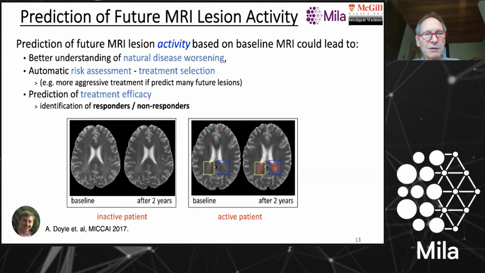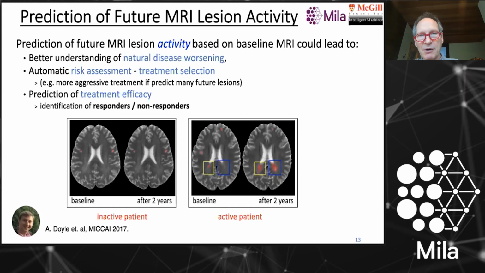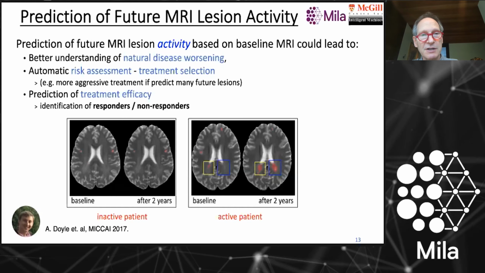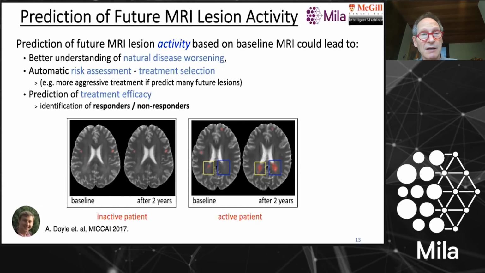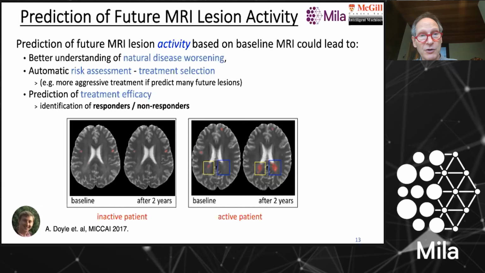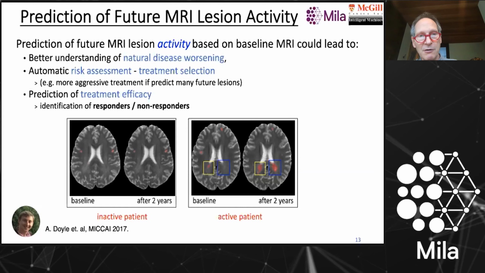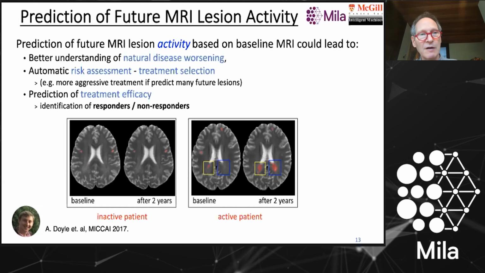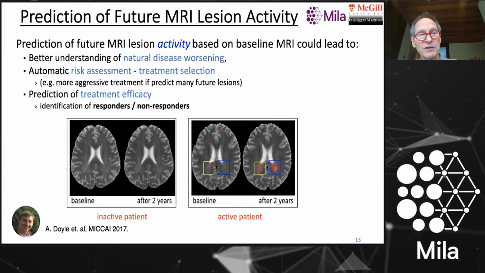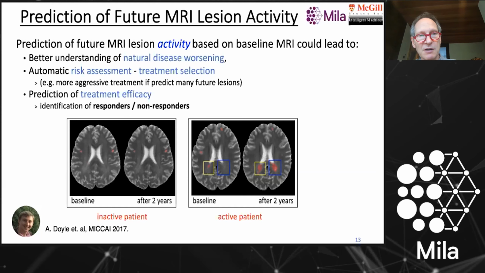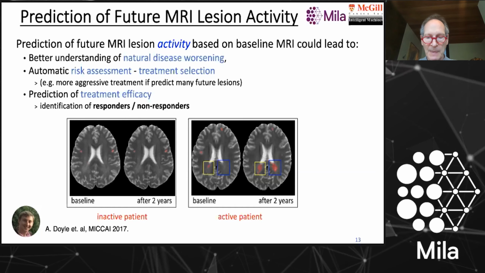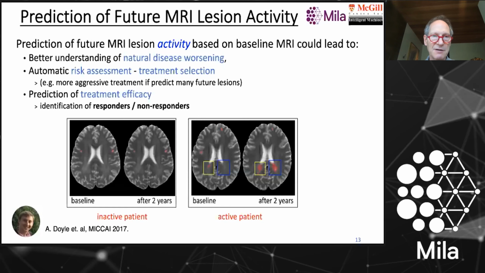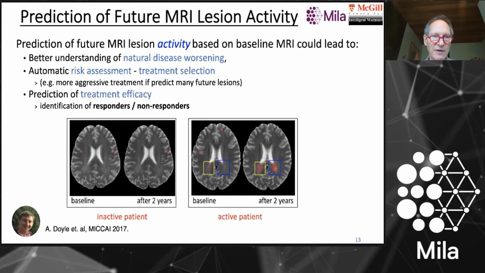So the prediction of future MRI lesion activity based on a baseline MRI would be extremely valuable. It would offer, for one thing, a better understanding of the natural history of the disease, allow for an automatic assessment of risk and appropriate treatment selection, either something highly effective that might be more dangerous or something perhaps only moderately effective that might be safer. It would also allow, hopefully, for prediction of treatment efficacy or treatment response on a drug-specific basis. This is currently not possible with the clinical or the imaging data that we collect. The standard outcome metrics have some predictive value, but it's not sufficient.